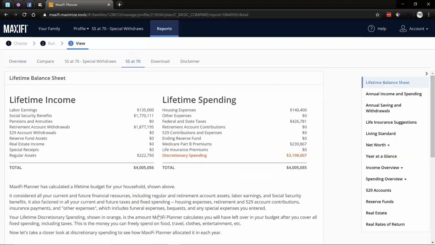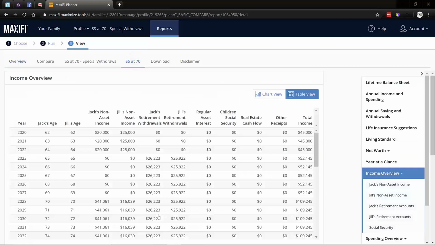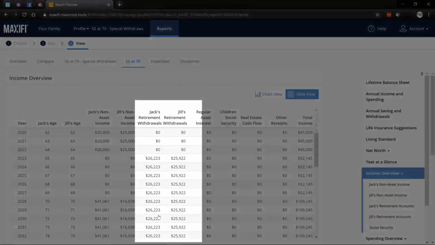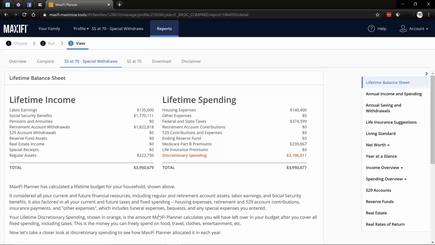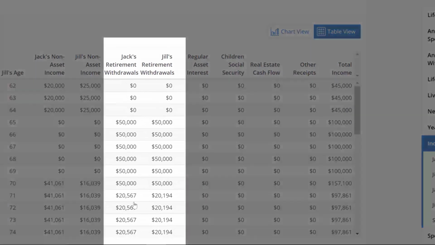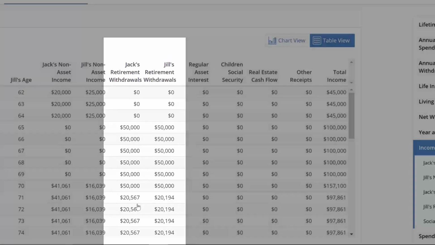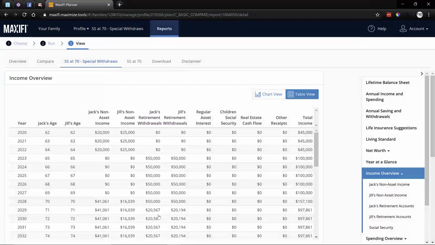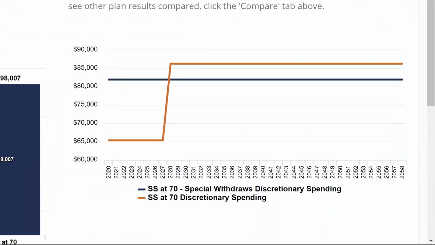Here's our Social Security at 70 income. There's our $26,000 from Jack and Jill's retirement accounts. But when we look at that same report, here we see that I've overridden. Again, I didn't add to the 26, making it 75. It replaced the 26 with the 50. And that now has addressed the cash constraint because we see now that the blue line does not create a stair step like the orange line does.